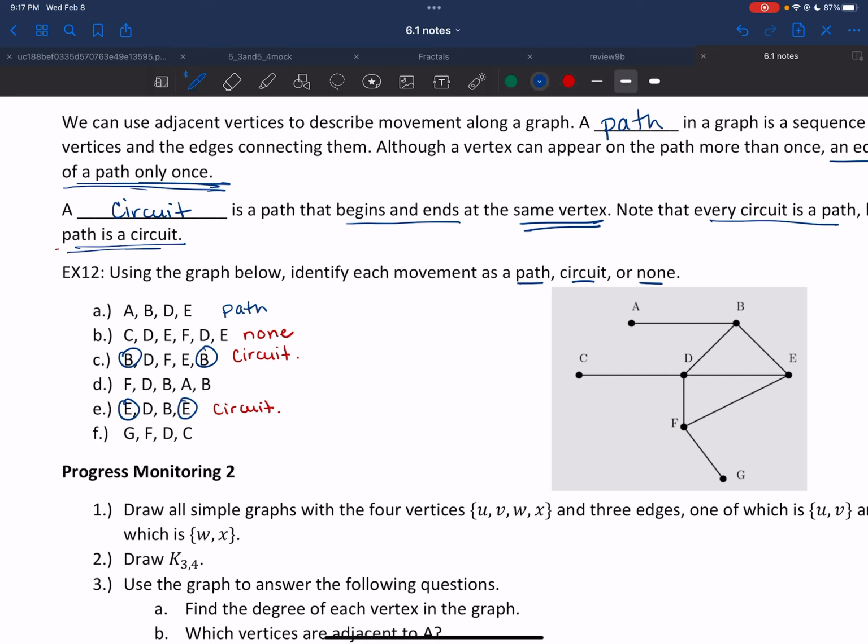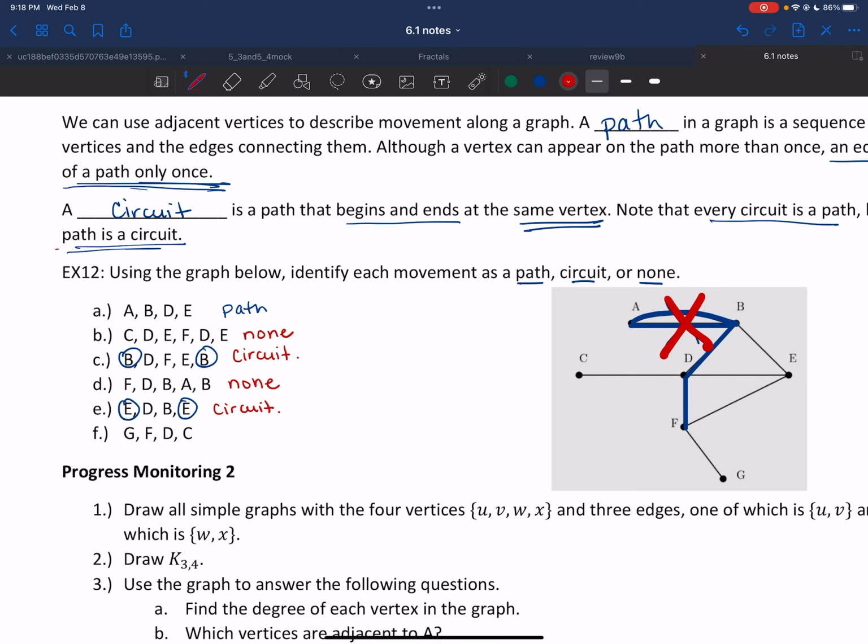F, D, F to D, and then from D to B, and then from B to A, and then A to B. Uh-oh, that's another, you can't do that, right? That's an illegal pathway. So that is going to be a neither or none.